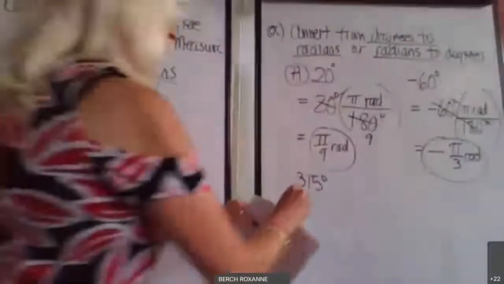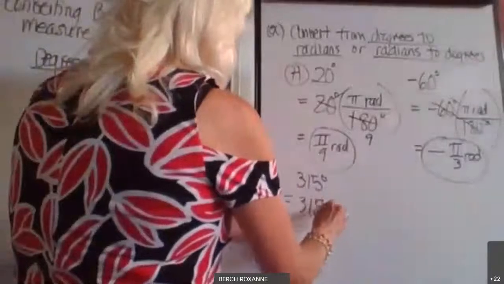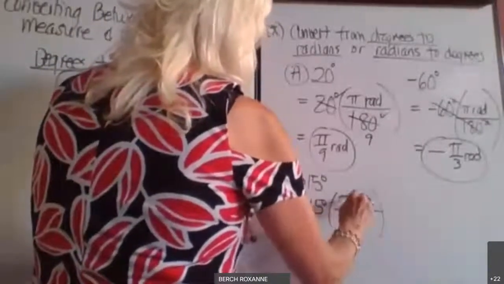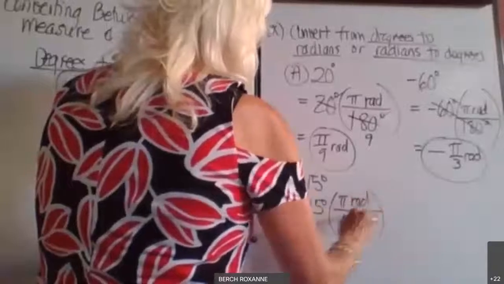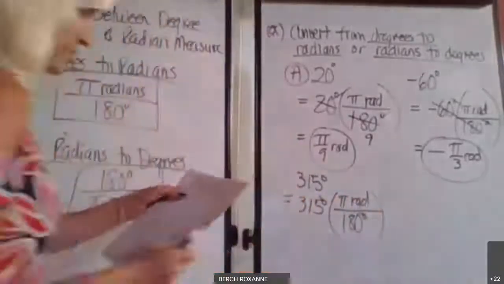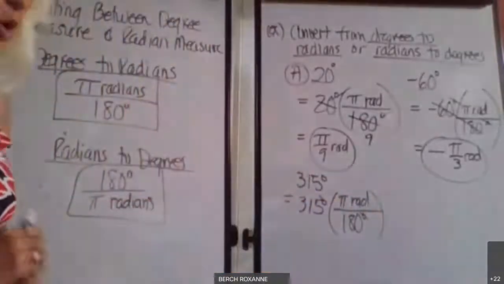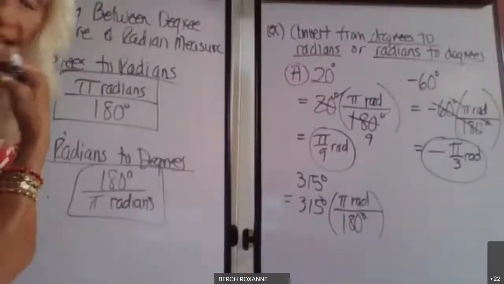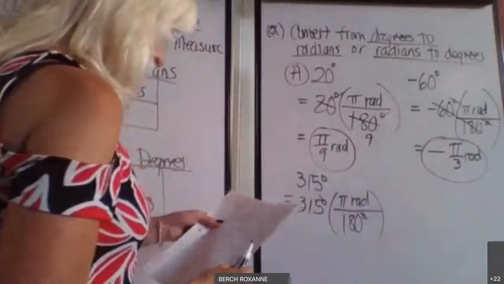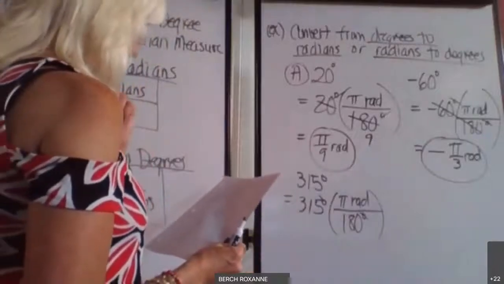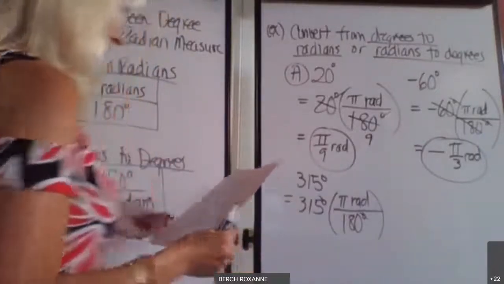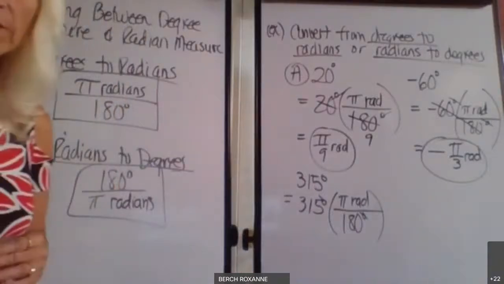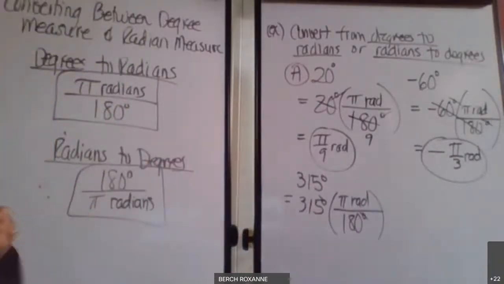What about 315 degrees? Well, 315 degrees times, we're going to put a 180 degrees on the bottom. What's equivalent to that is pi radians. So we cancel little degrees. This time it doesn't go in evenly, but the top and the bottom is divisible by 5. So 5 times what is 180? It's actually divisible by a bigger number than that. What goes into 315 and 180? And you don't have to sit around and think about it forever. We can divide by 5 and then take a look at it again.